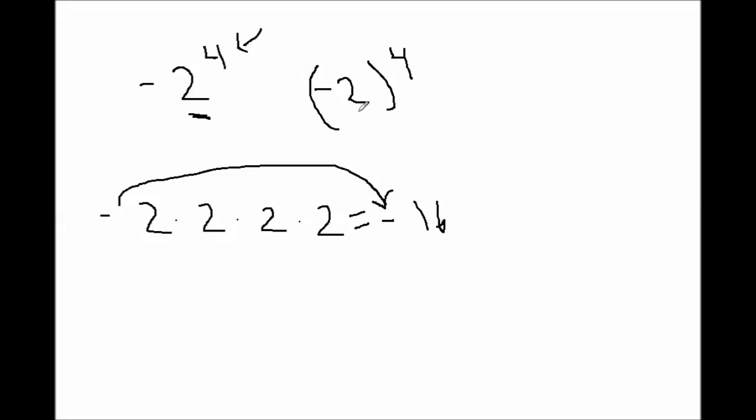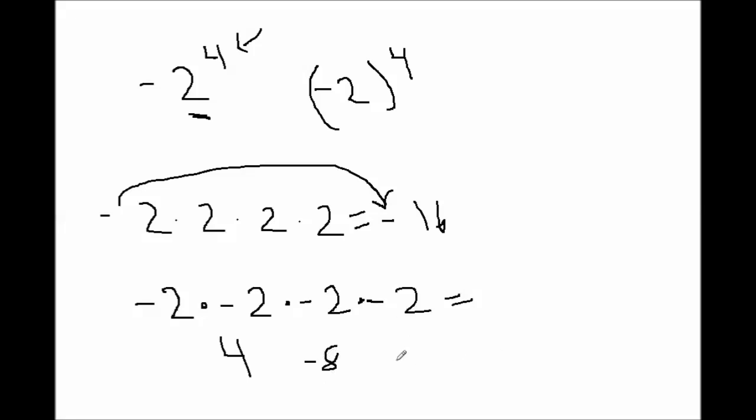Over here, though, the base is actually -2, so we're actually multiplying -2 times -2 times -2 times -2. And that should give us a different answer. So -2 times -2 is 4. 4 times -2 is -8. And -8 times -2 is +16. So there's a difference. This one gave us -16. This one gave us +16.